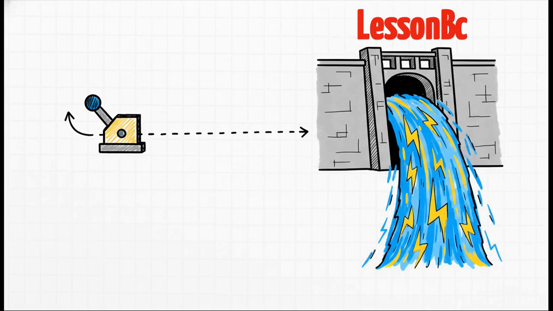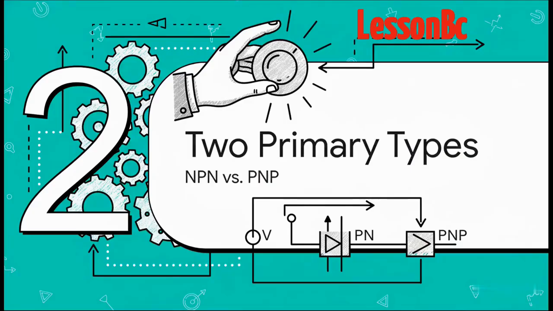Here is probably the best way to visualize what's happening. I want you to imagine the emitter and collector are like a huge dam, and they're holding back a massive river of electricity. The base is just a tiny little lever that controls the floodgate, so a very small push on that lever can unleash this huge, powerful current. That, right there, is the core principle. Okay, so it's all about control.